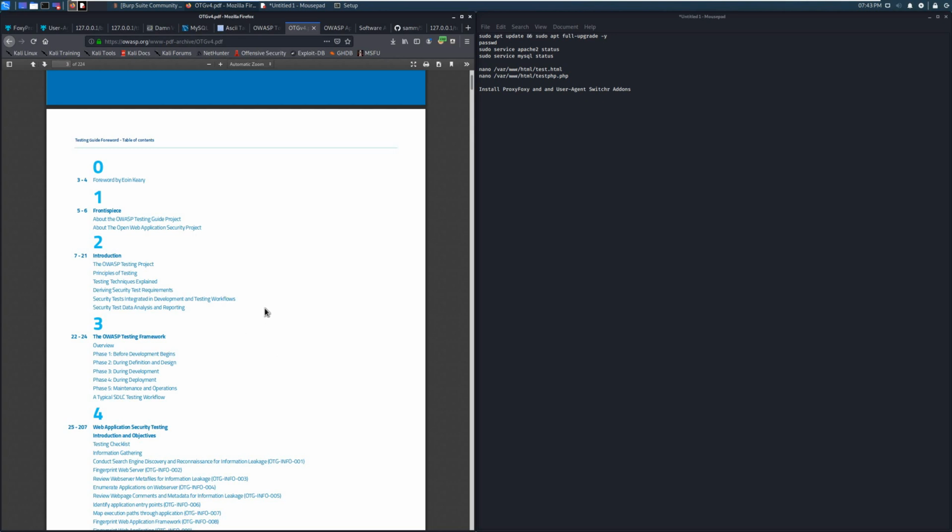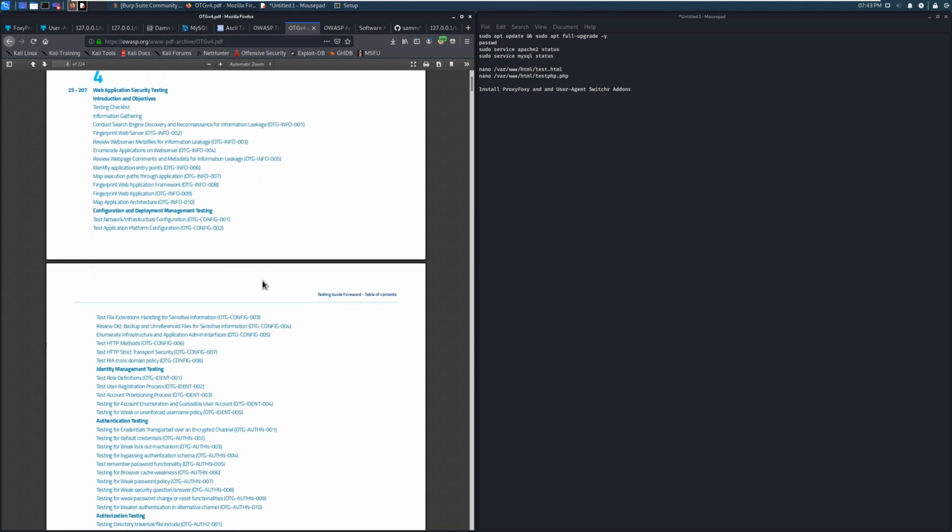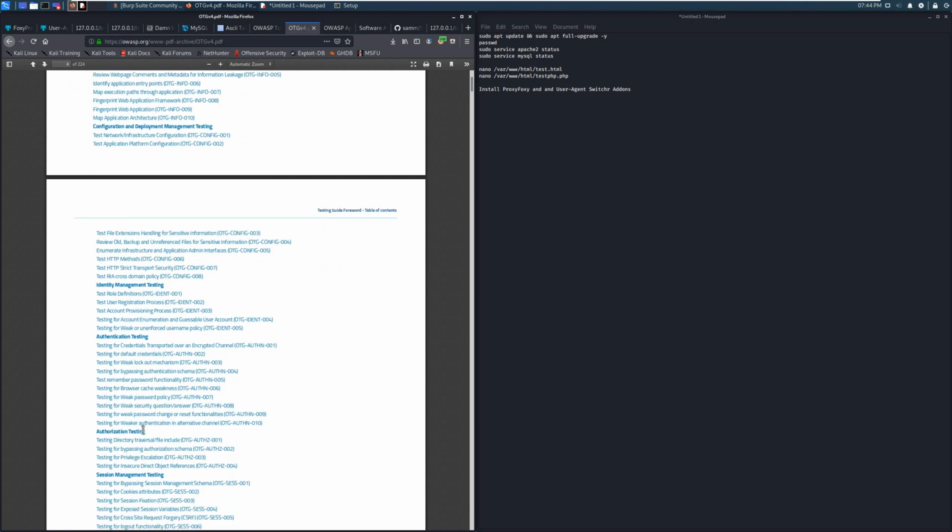But for us and for the demonstration of how to use this document and what you can find inside, the crucial part is going to be chapter number 4. Chapter number 4 is divided into subcategories. So for example, identity management testing, authentication testing, authorization testing. And then under each category, you have particular flaws which fall under that category. And you have the explanation of how to test for this particular bug, in this case, directory traversal. So how to test for that.